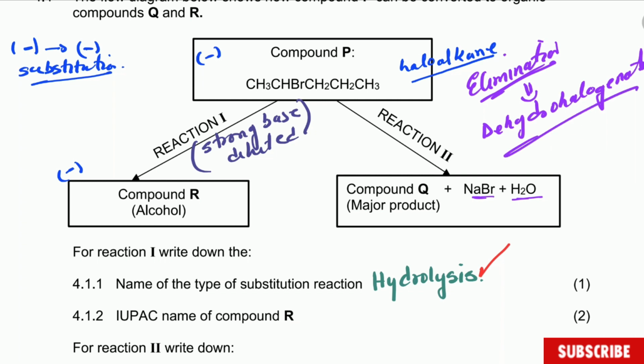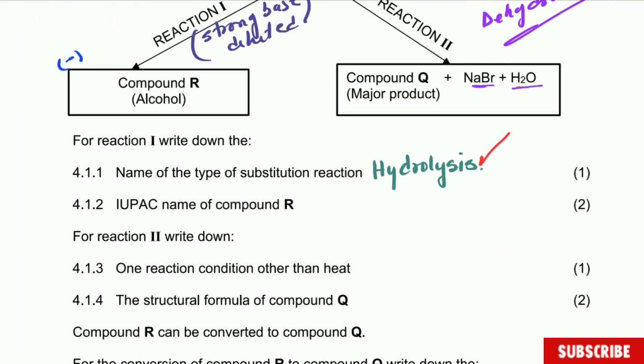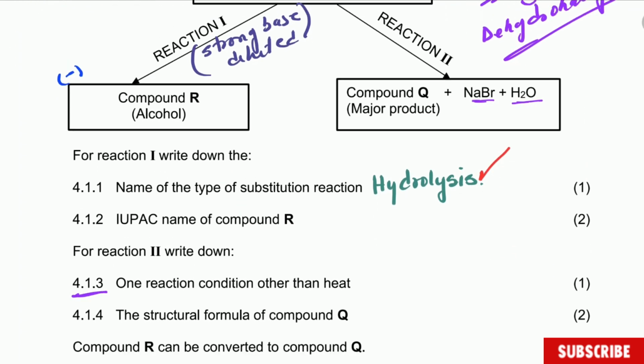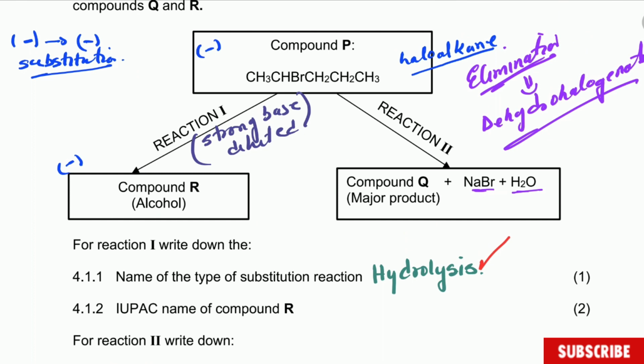Dehydrohalogenation, in which hydrogen and halogen will go away from the reaction. What is the condition for dehydrohalogenation other than heat? In this case we also need a strong base, like in the previous one.